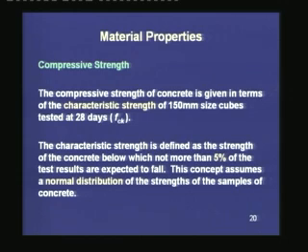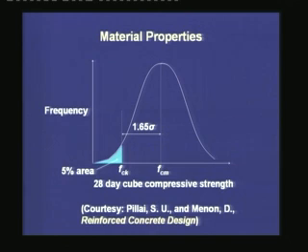The characteristic strength is defined as the strength of the concrete below which not more than 5% of the test results are expected to fall. This concept assumes a normal distribution of the strengths of the samples of concrete. This sketch will help you to understand the meaning of the characteristic strength. If we sample several cubes, then it is expected that the strength of the cubes will fall into a normal distribution curve. On the horizontal axis, we are plotting the 28-day cube compressive strength. On the vertical axis, we are plotting the frequency, or the number of samples for a given particular strength.